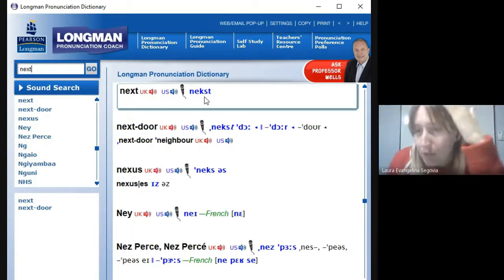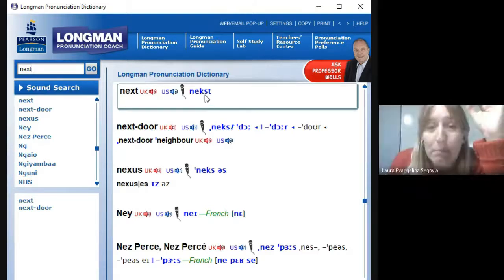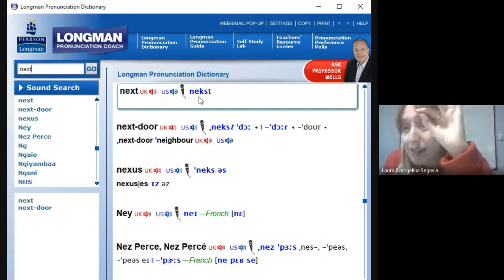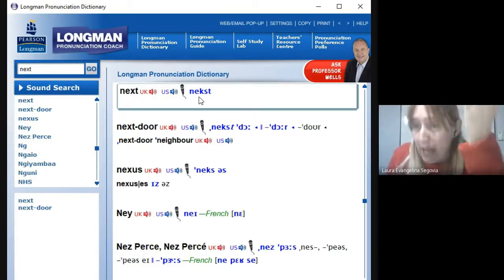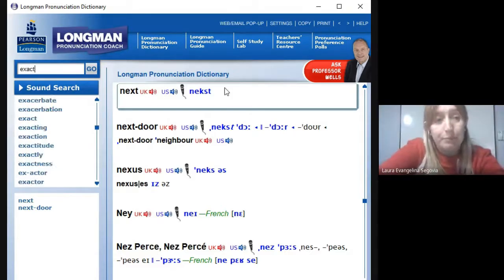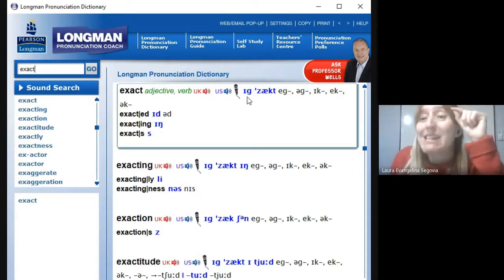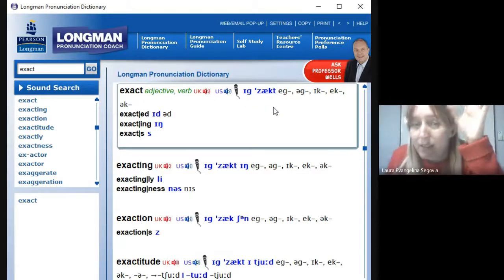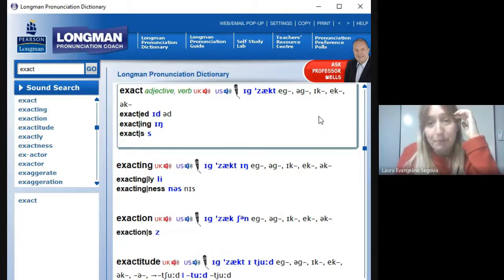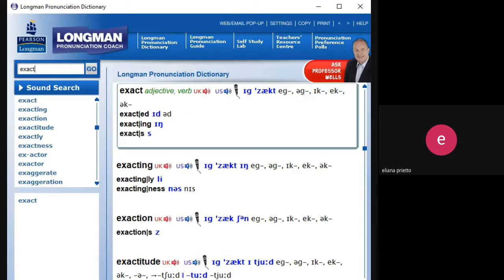In the case of, for example, a word like next, let's write it here. Before we have K. K is voiceless. So everything happens for a reason. So if you have to say exact, and then you have the K here, exact. Okay? Can you say it again, please, Mile?